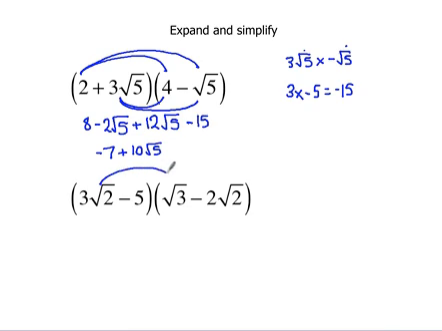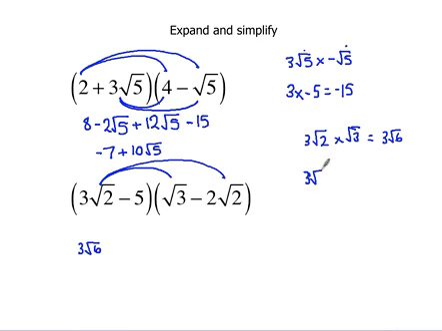Similar thing here. We've got 3 root 2 times root 3. So we can multiply together the surd part here to get 3 root 6. So that'll be the first part, 3 root 6. Then we've got, if we go all the way over the top, 3 root 2 times 2 root 2. So here we can multiply through the whole numbers first. 3 times 2 will be 6. Root 2 times root 2 will just be 2. So it's 6 times 2, which is worth 12.